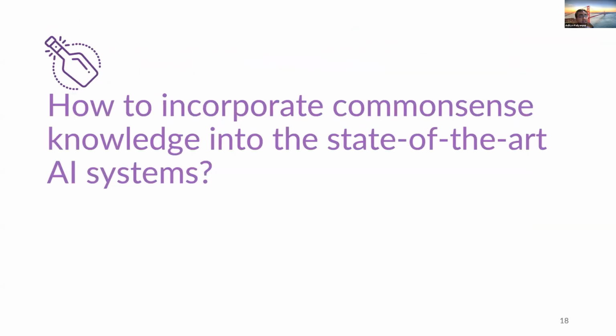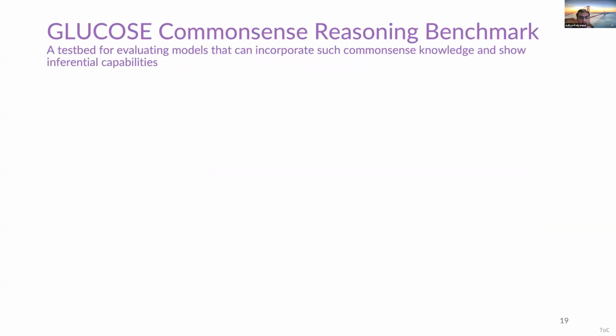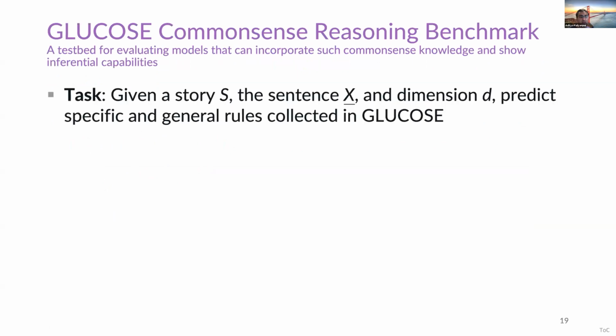So, okay, we've collected the data, but now how do we incorporate this knowledge into a state-of-the-art AI system? And the view here is we don't want just a static knowledge base of rules. We wanted something more dynamic. And so what we did was we said, let's use the neural models, the transformer-based models, and let's frame this as a machine learning problem, which is, given a story and a sentence and one of these 10 dimensions, predict both the specific and the general rules. So that was the task we set up.